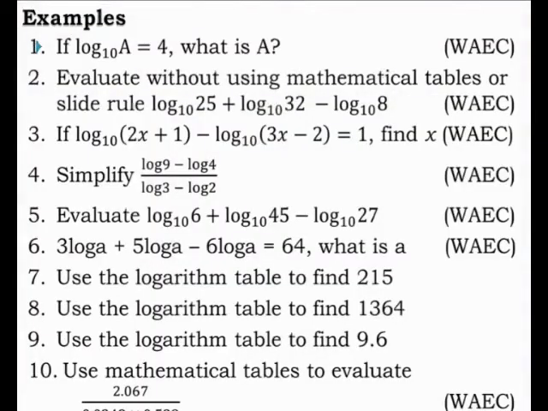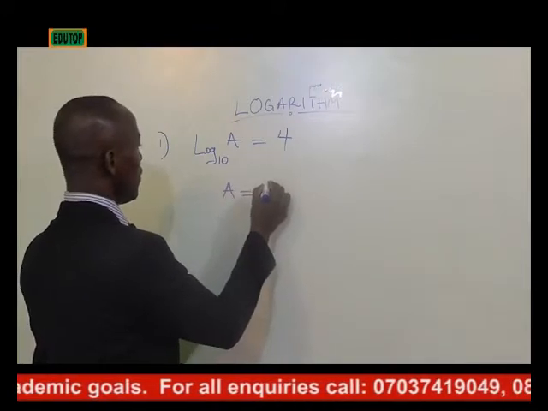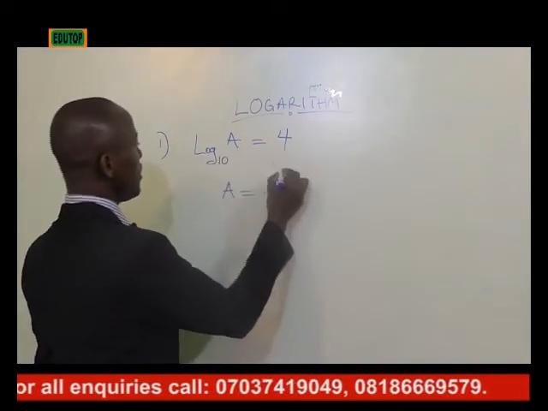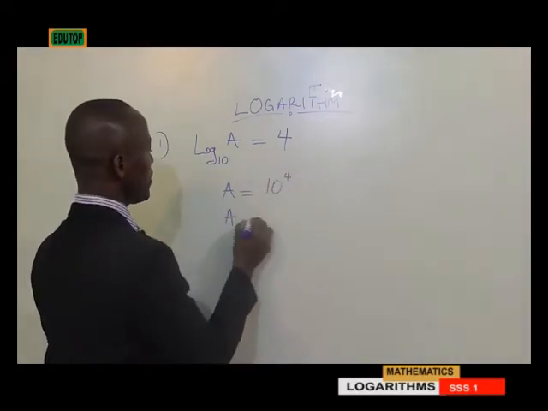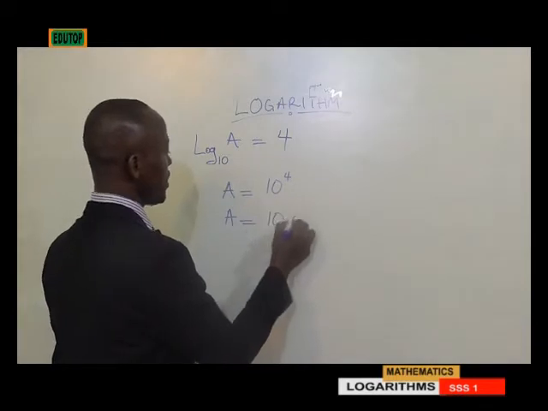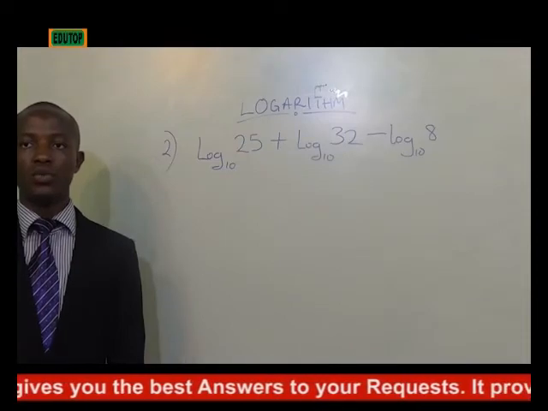Example number 1. If log a base 10 is equal to 4, what is a? What they are just asking us is to get the index form of the logarithm. So what we are going to do here is, for us to get the index form, just write a is equal to what? 10, that is our base, raised to power 4, which is the same thing as a is equal to 10,000. Final answer.